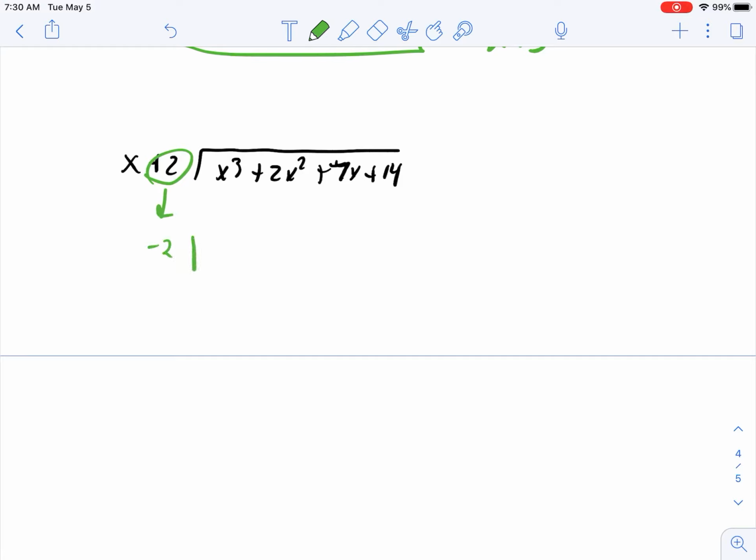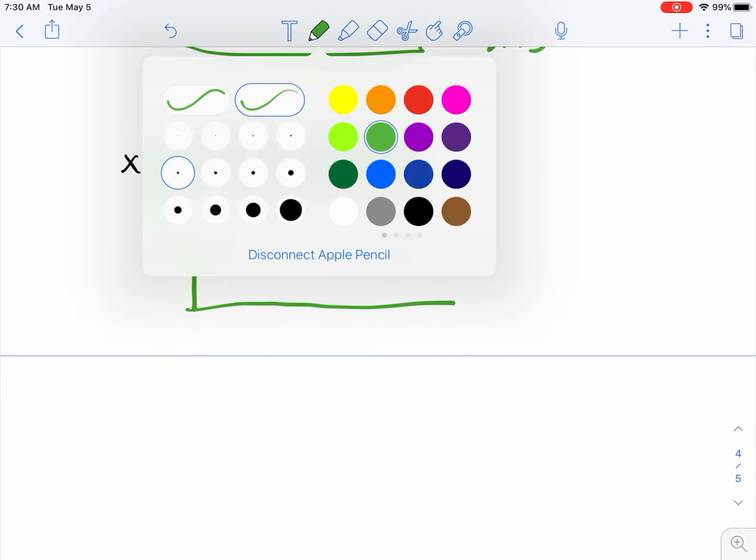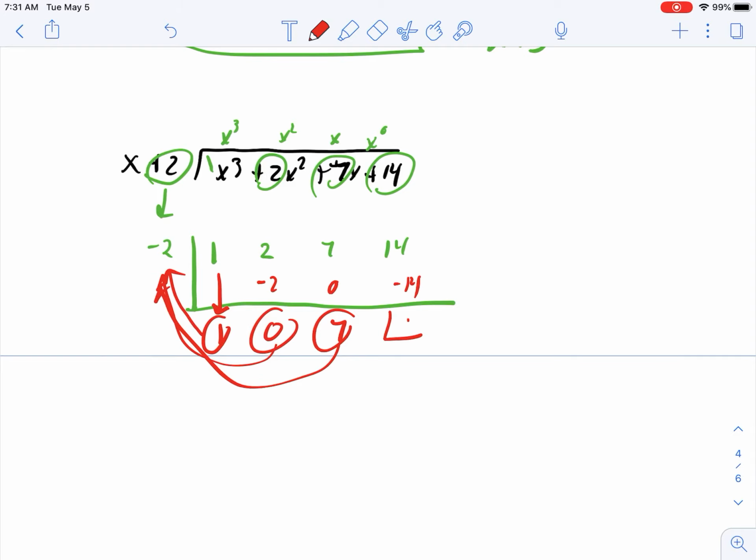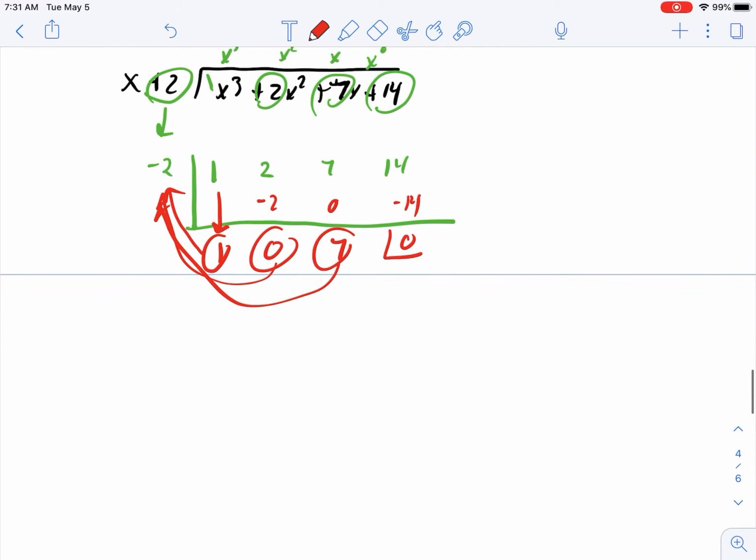So first off, change your signs. Upside down division. You have 1, 1, 2, 2, 7, and 14. And again, double check you're not missing a power. You have x cubed, x squared, x, and x to the 0. So you don't have to put a 0 in for a missing one there. Okay, now we're ready to start. Bring down the first one. Multiply that by negative 2. That's 0. 0 plus 2 is 2. 2 times negative 2 is negative 4, then 7. 7 times that is negative 14. And it looks like, again, I got a remainder of 0.